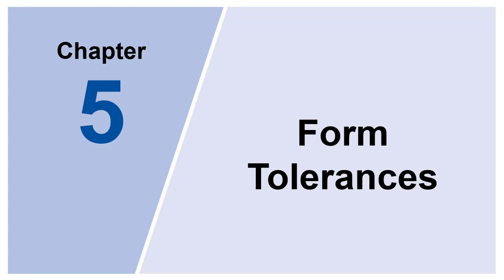Hi, this is Chapter 5 on form tolerances. So far in this class, we've been reviewing how to put stuff on drawings and setting up how to do GD&Ts, and some of the terminology and symbology. So now we're actually going to talk about how you apply these form tolerances and what they mean. For the rest of the semester, we'll be talking about new GD&T topics.